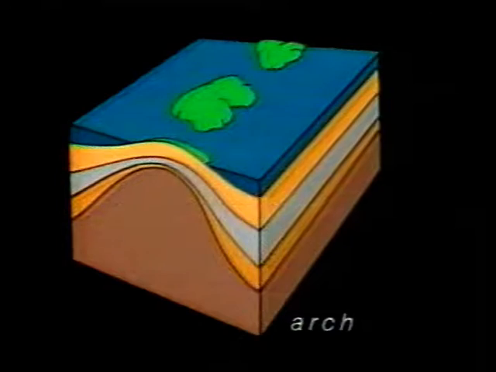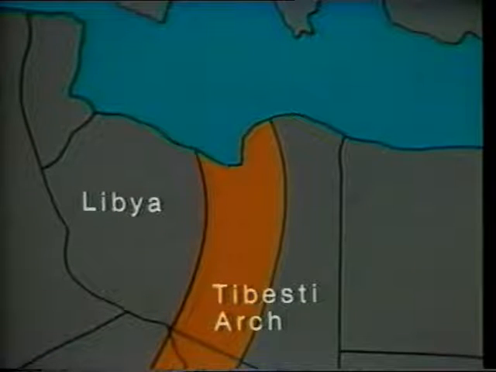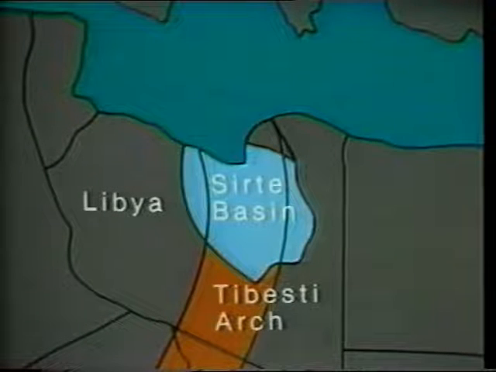In some cases, an arch, which has thinner-than-average sediments over a basement uplift, can later founder and become a basin. An example of this is found in central Libya, where the Tibesti Arch persisted as a positive area for most of the Paleozoic and early Mesozoic. The northern part of this arch began to rift and subside during the Cretaceous, forming the oil-rich Sirte Basin.